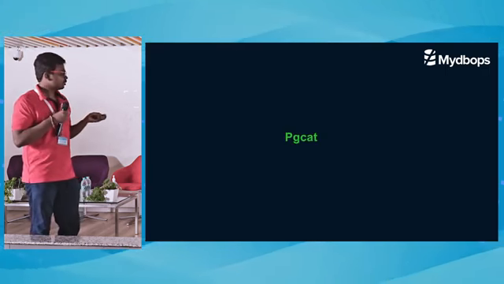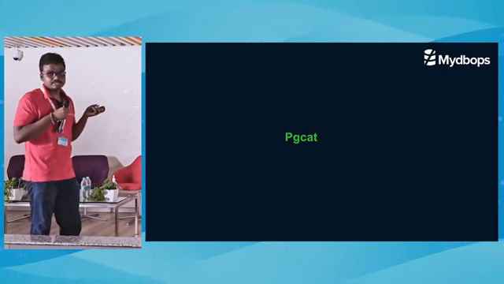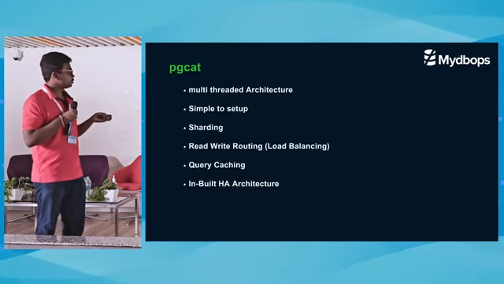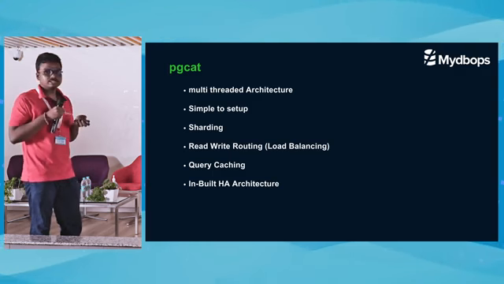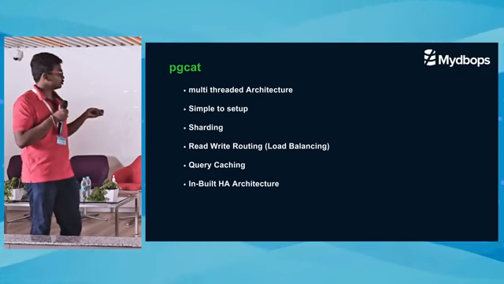And the other one you have is Pgcat. It is kind of an extended version of Pgbouncer. It does whatever Pgbouncer does, and along with it, it supports sharding as well. If you are having sharding, you can write your own query rules to do sharding too.